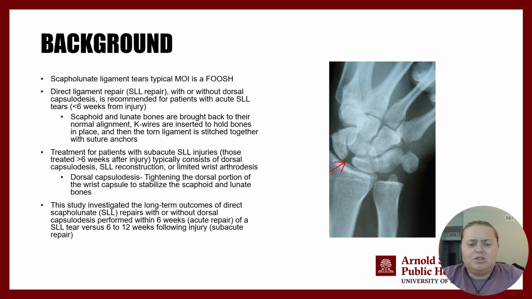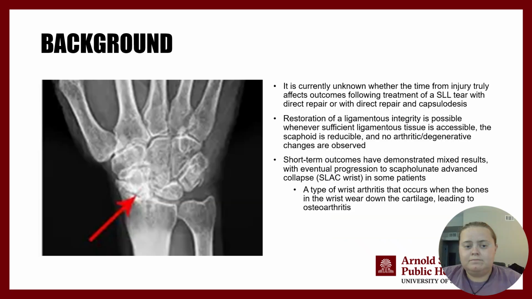Treatment for patients with subacute SLL tears, so those treated greater than 6 weeks after injury, typically consists of a dorsal capsulodesis, SLL reconstruction, or limited wrist arthrodesis. And dorsal capsulodesis is defined as tightening of the dorsal portion of the wrist capsule to stabilize the scaphoid and lunate bones. So this study in particular investigated the long-term outcomes of direct scapholunate repairs with or without dorsal capsulodesis performed within 6 weeks of a SLL tear versus 6 to 12 weeks following injury.